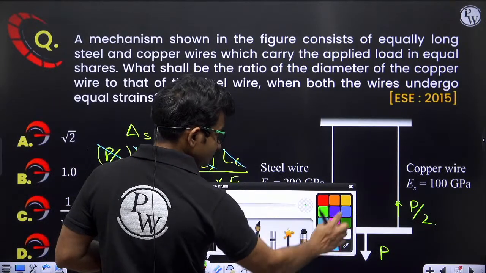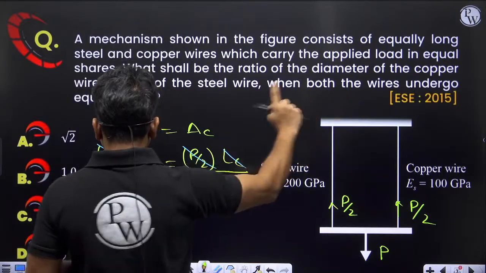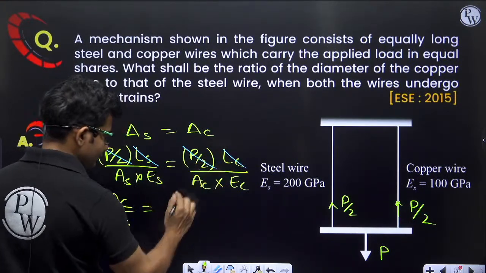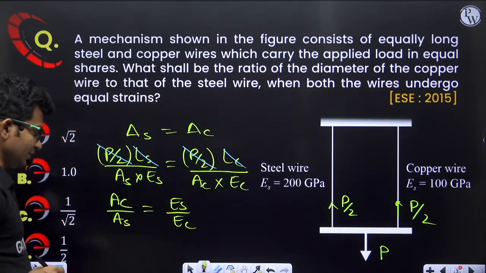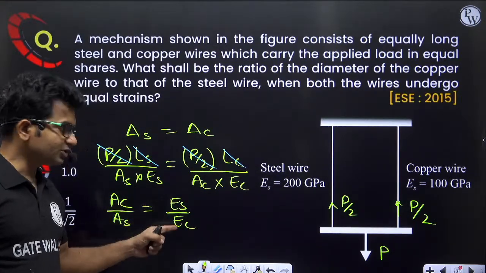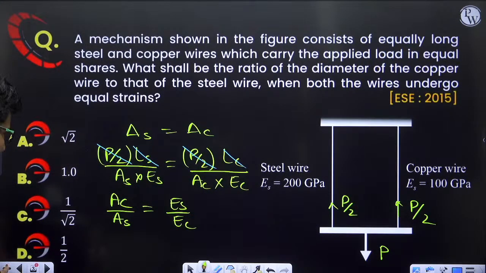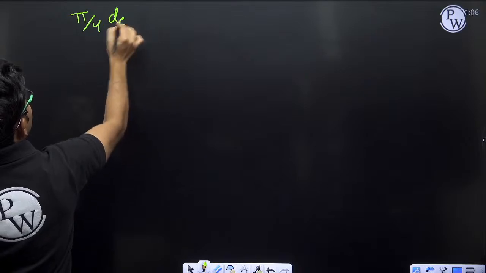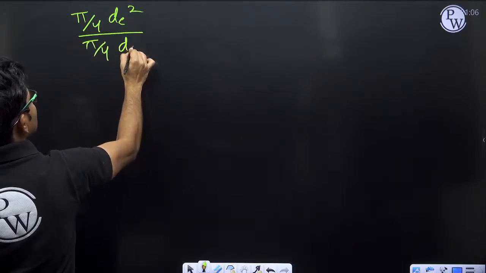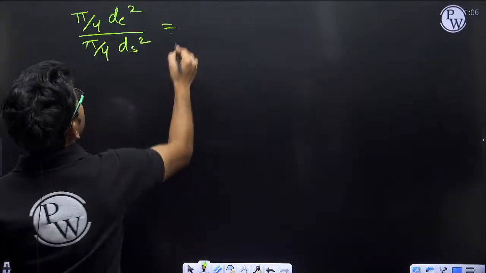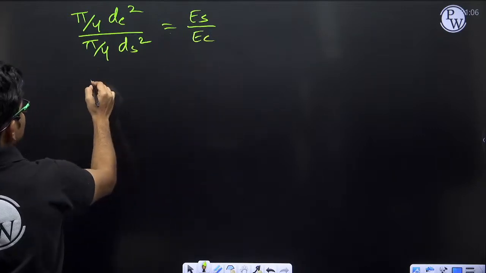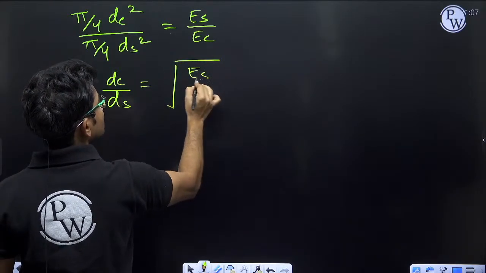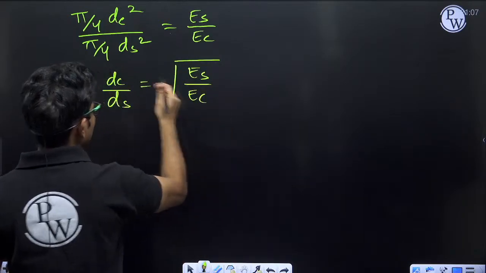So area, the ratio of diameter of copper wire to that of steel wire. Area of copper wire divided by area of steel wire is equal to Young's modulus of steel wire divided by Young's modulus of copper wire. So area will be in the ratio of their Young's modulus, right? Area can be written as pi by 4 d square. So pi by 4 dc square divided by pi by 4 ds square is equal to ES upon EC. Now diameter of copper wire divided by diameter of steel wire will be equal to under root of ES upon EC. This is the ratio of diameter of copper wire to diameter of steel wire.